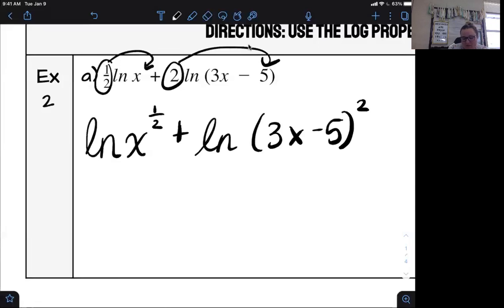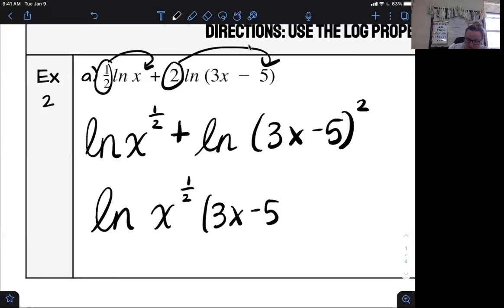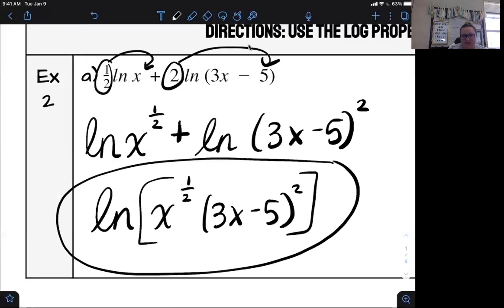Then I'm adding 2 logs. That reminds me of the product property. So I'm going to put them into one log together, and I'm going to multiply them times 3x minus 5 squared. And I'm actually going to put brackets around that thing so we know that we're taking the natural log of that entire expression. And then we're just going to leave our answer like that.